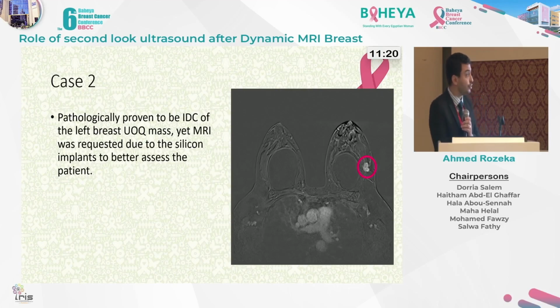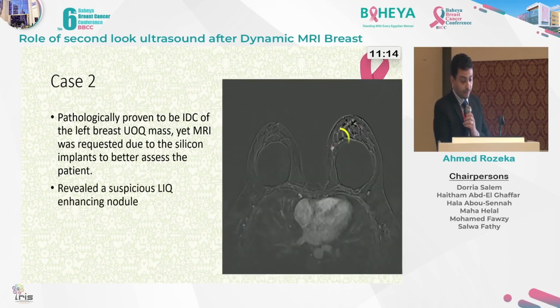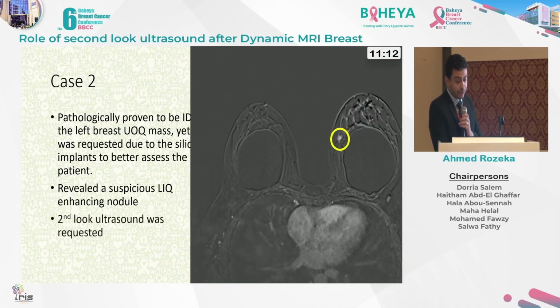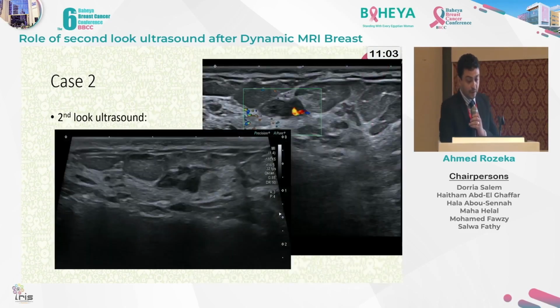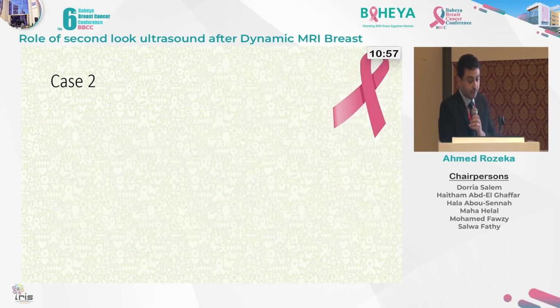Obviously, this is the original lesion that she was complaining of, an invasive duct carcinoma, and the MRI revealed another lesion in the left breast that was enhancing and looked suspicious. So a second look ultrasound was also requested. Second look ultrasound showed an irregular lesion with angular margins and vascularity on Doppler application.